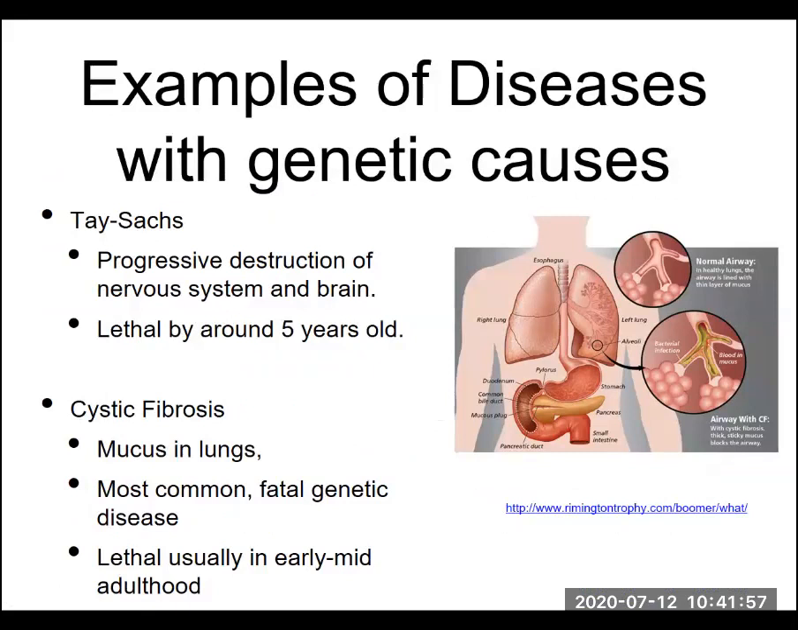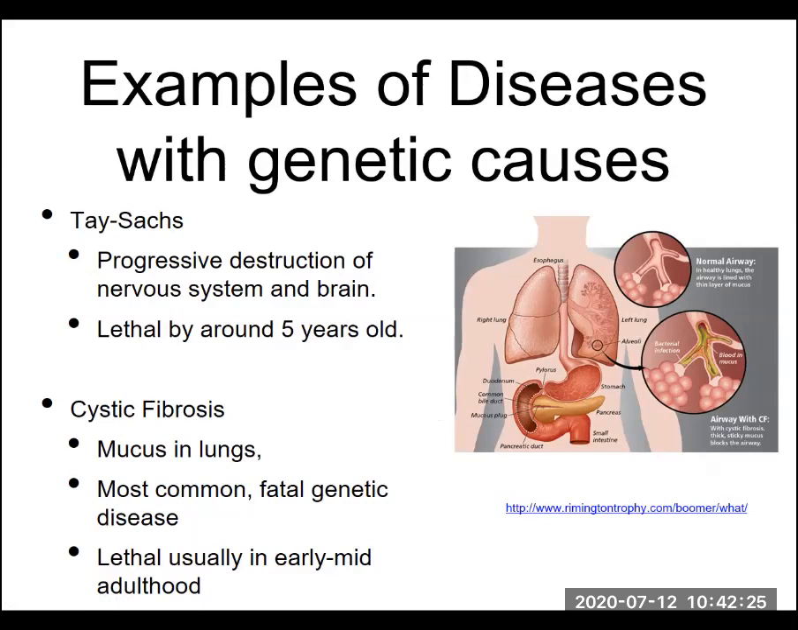Another example, not looking at sex, males versus females, but looking at genetic disorders. Things that can be tested for now are things like Tay-Sachs disease. Tay-Sachs is a progressive destruction disease, genetically inherited, that results in degradation and destruction of the nervous system and brain. It's generally lethal by the time the child reaches about age 5.